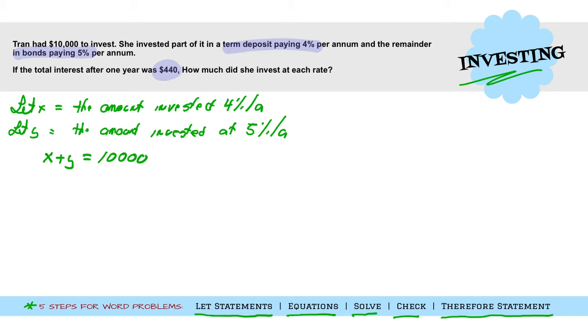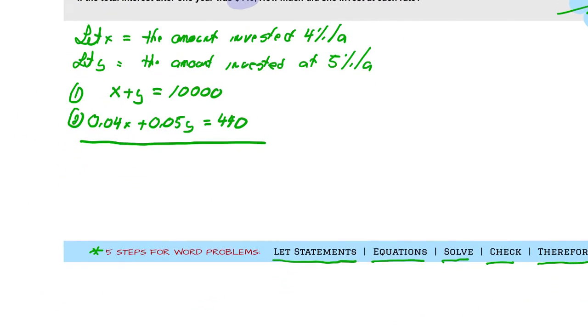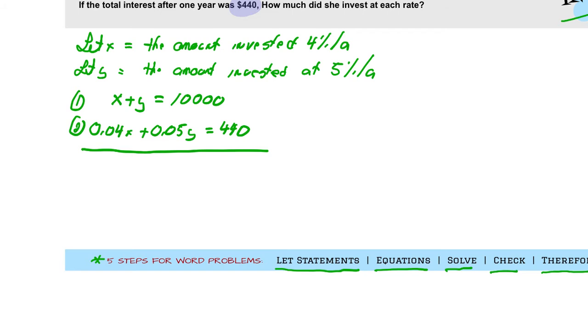So be careful here because 4% turns into 0.04, not simply a 4. And 5% is the same. And that equals a total of $440. Here are my 2 equations. And now I need to decide how to solve for each variable.